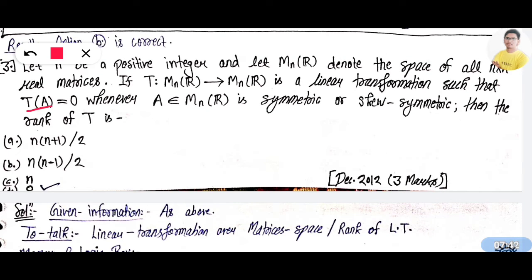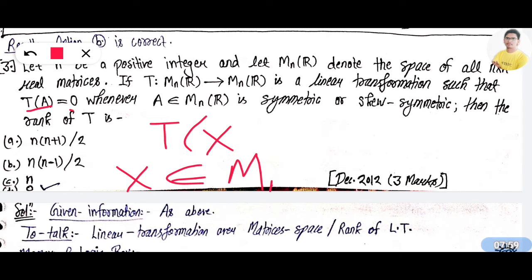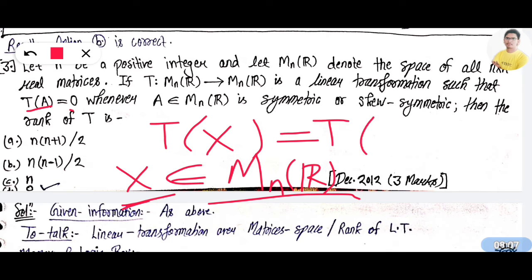We have a linear transformation T which maps all the n cross n matrices which are either symmetric or skew symmetric to the 0 element. So let's take any general matrix X. Let's consider any X which belongs to M_n(R), the space of n cross n real matrices. Then you can break it into two parts: the first is the symmetric part, and the other is the skew symmetric part.